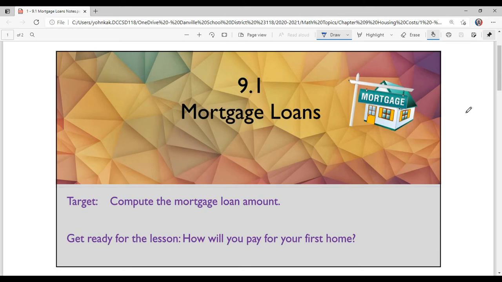And so, big question of the day: how will you pay for your first home? If you're looking to get your first home, if you're looking to start planning, how are you going to pay for it?